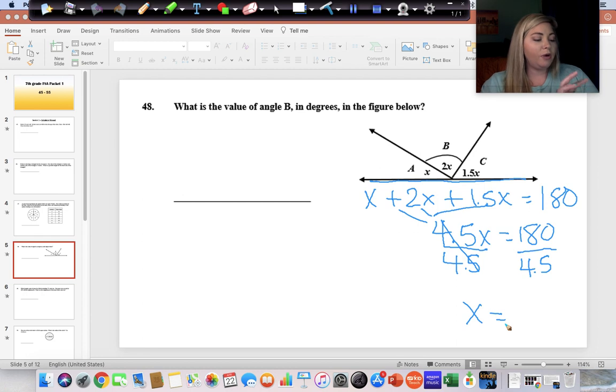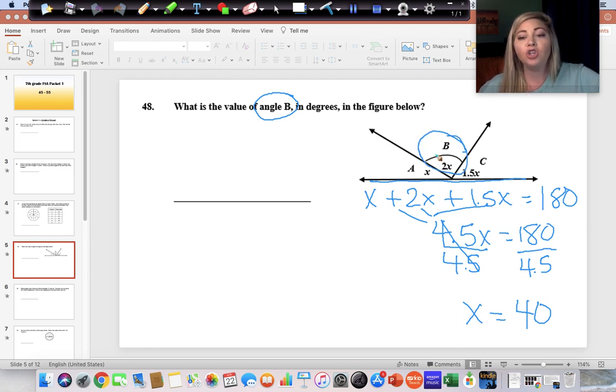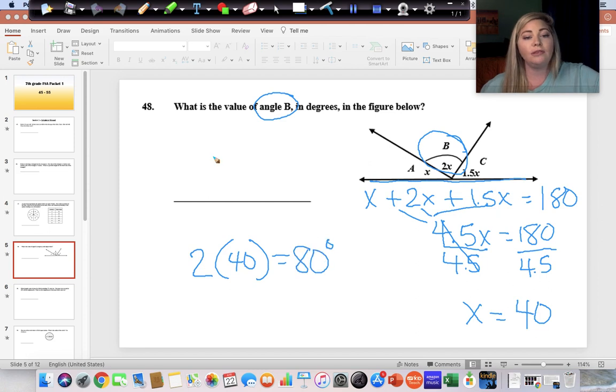We can put this into our calculator, and that equals 40. We are not done. Please don't put 40 as your answer. It wants to know what the value of angle B is in degrees. 40 is not it. 40 is our x. Angle B says 2x. So we need to take the 2 and multiply it times the 40, and that gives us the measurement of angle B. So that is 80 degrees. So angle B is 80 degrees.